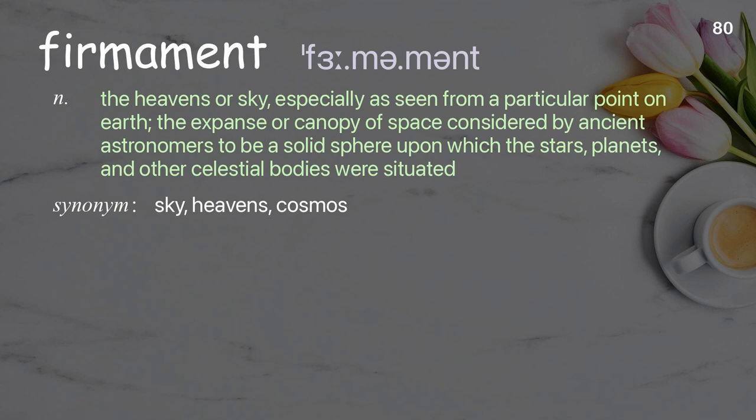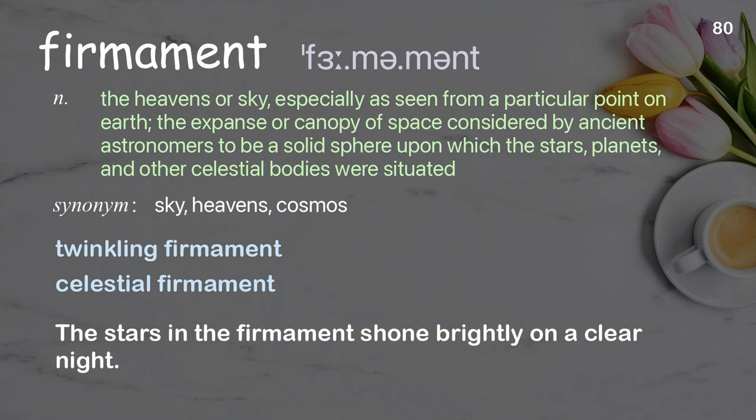Firmament. The heavens or sky, especially as seen from a particular point on Earth, the expanse or canopy of space considered by ancient astronomers to be a solid sphere upon which the stars, planets, and other celestial bodies were situated. Examples. Twinkling firmament. Celestial firmament. The stars in the firmament shone brightly on a clear night.